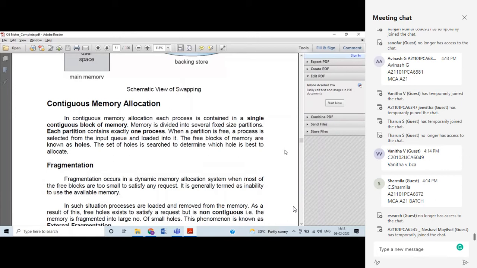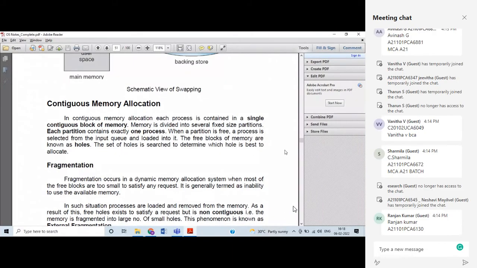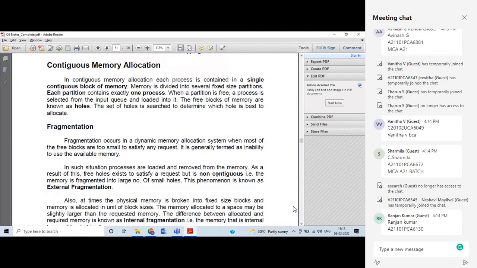அதாவது வரிசையா எந்தெந்த ஹோல்லாம் ஃப்ரீயா இருக்கோ அங்க கொண்டு இந்த ரெடி கியூ நேத்து பார்த்தோம் இல்லையா. ஸோ ஜாப் கியூ, ரெடி கியூ, வெயிட்டிங் கியூ, அது மாதிரி ரெடி கியூலேருந்து இந்த ஓஎஸ் ஒவ்வொரு ப்ராசஸா எடுத்து இந்த ஸ்லாட்ல போடும். This is called contiguous memory allocation.